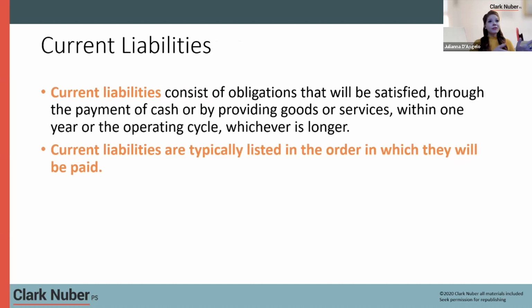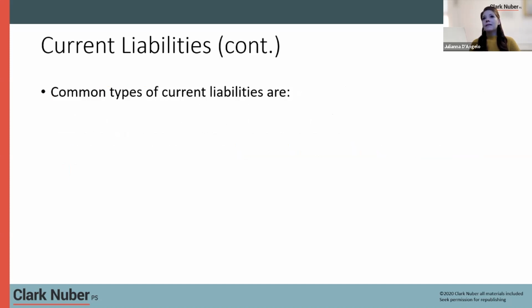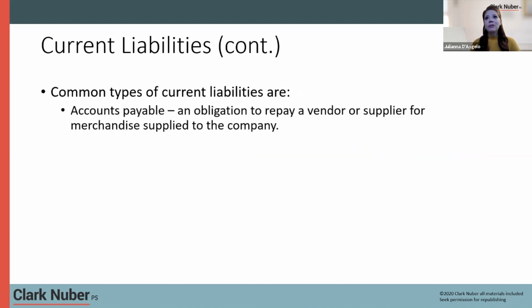So now we're done with assets, we're going to liabilities. Current liabilities consist of obligations that will be satisfied through the payment of cash or by providing goods or services within 1 year or the operating cycle, whichever is longer. They're typically listed in the order in which they will be paid. Common types are accounts payable, which is an obligation to repay a vendor or supplier for merchandise supplied to the company. So all those bills you get in, they go to accounts payable.